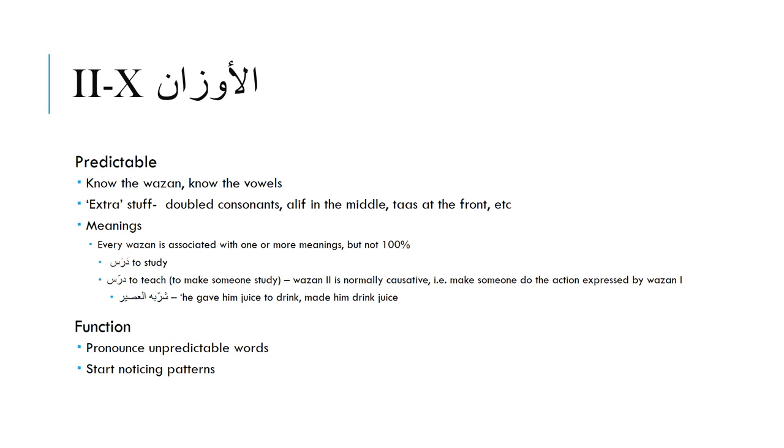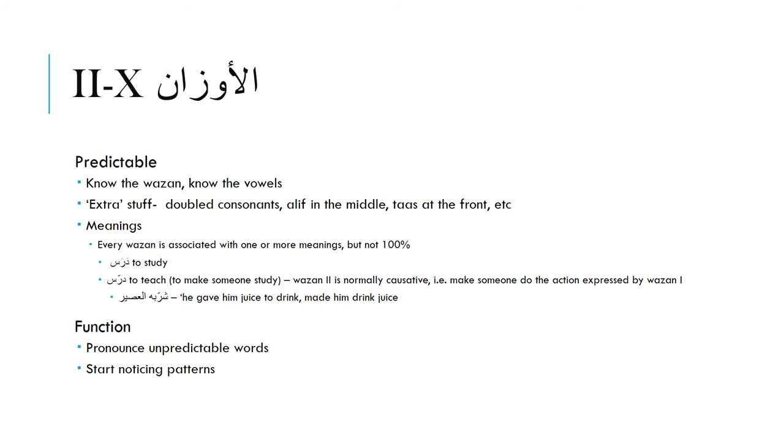In terms of the meaning, every wazan is associated with one or more meanings, but not 100%. So, for example, darasa is to study. Darrasa is to teach, to make someone study. Wazan ithnain normally has something to do with making something causative, to make someone do the action expressed by wazan one. So we could say, sharrabahu al-asir. He gave him juice to drink. He made him drink juice.